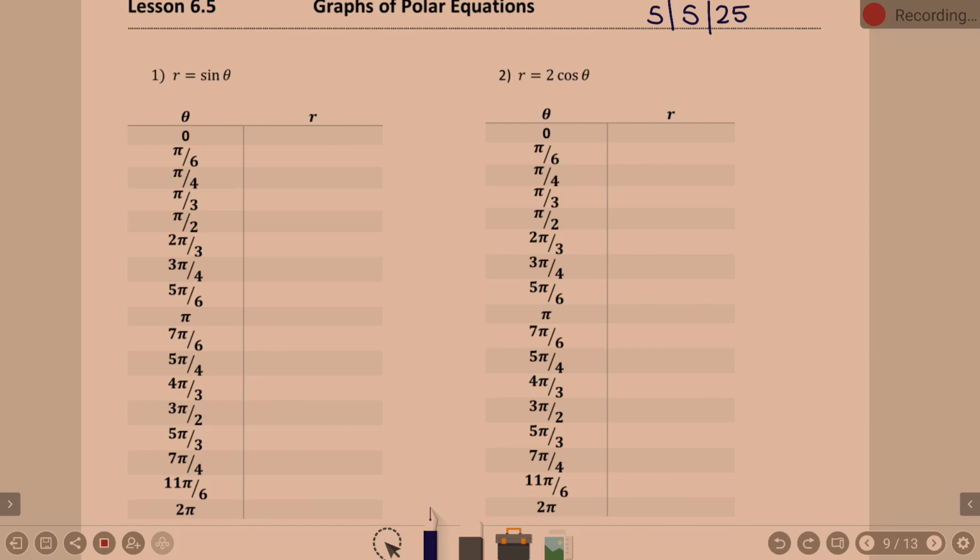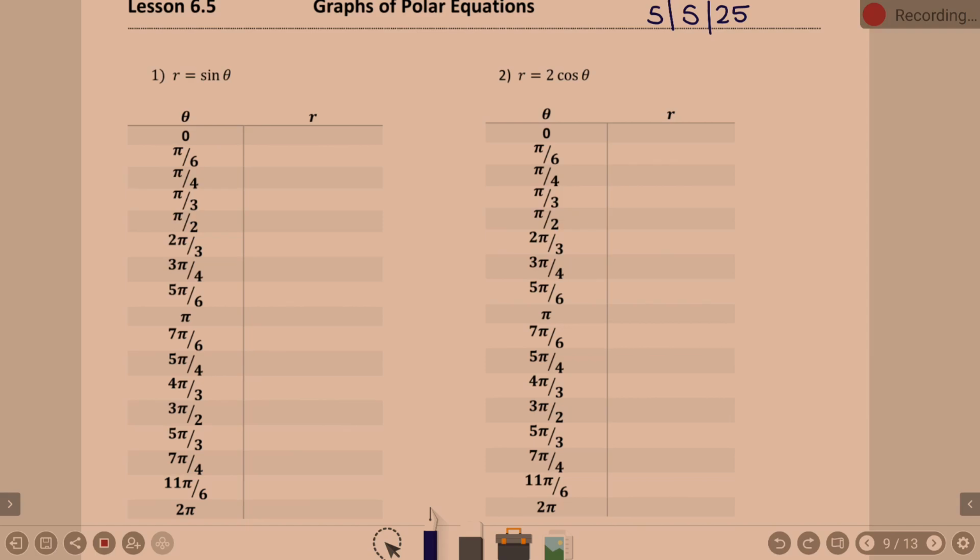If you ever watched some of your polar modes graph on your calculator, it's kind of neat because they go around in circles to connect. So it's not just a straight line or a single curve. It kind of goes around and around sometimes. But we're going to look at some very basic graphs.